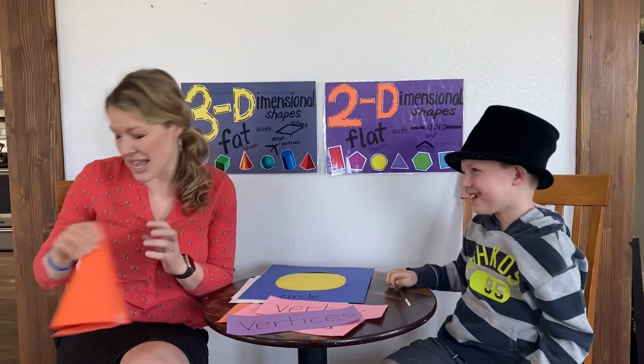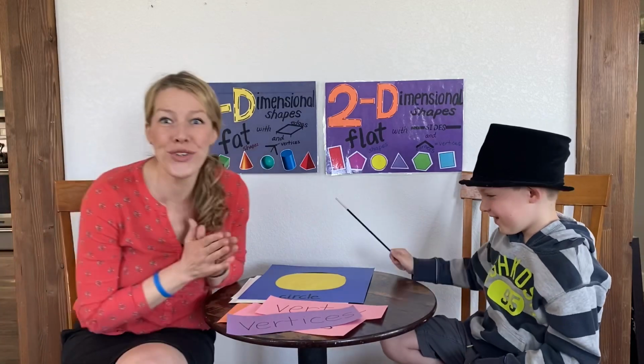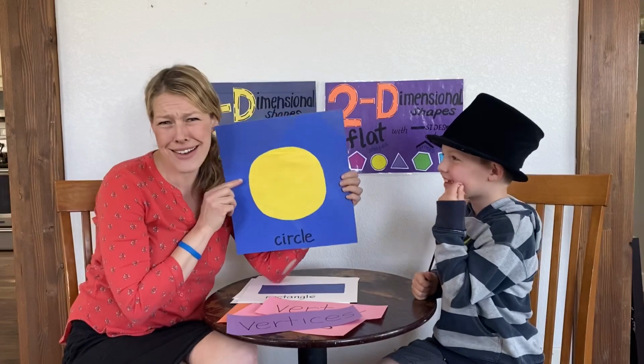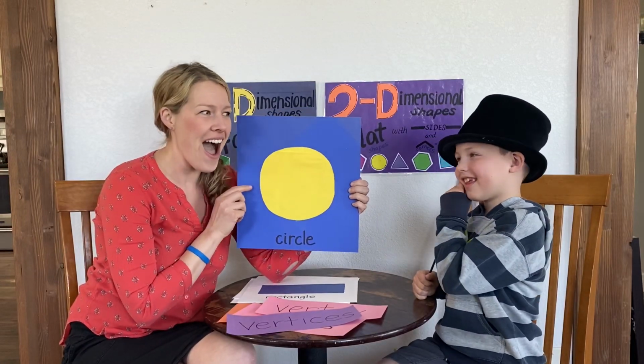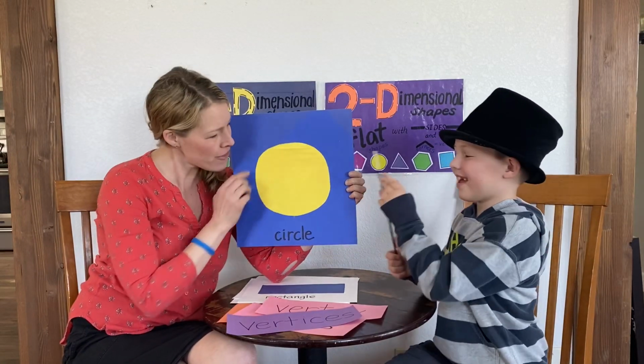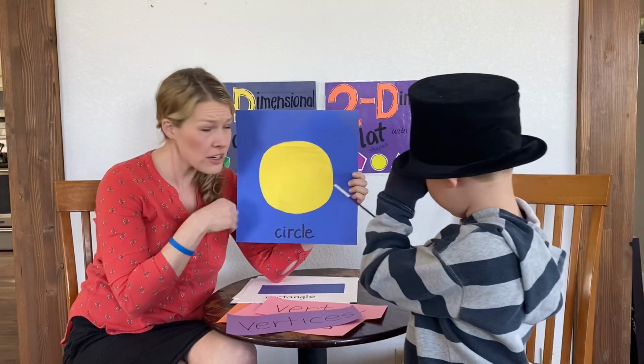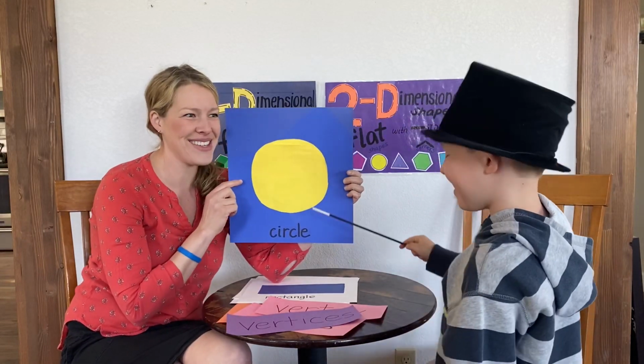That was amazing magic. Could you do it again? Okay. What could you do with my circle? I want to see you do the magic on my flat circle. It only has a curved side and no vertices. Let's see what you can do.